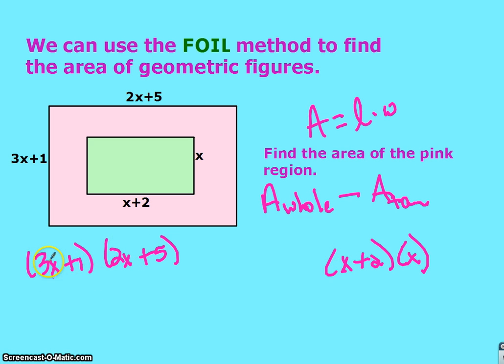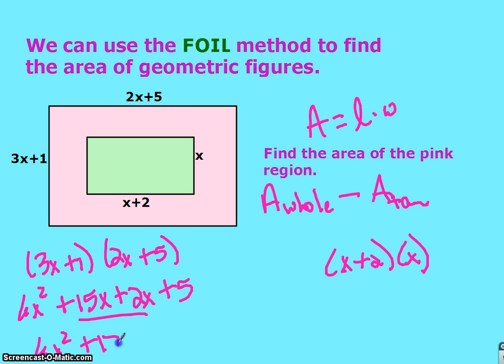So over here on the large part, 3x times 2x is 6x squared. 3x times 5 is plus 15x. 1 times 2x is plus 2x, and 1 times 5 is plus 5. Combine these and you get 6x squared plus 17x plus 5. Over here, this is what we did in the last lesson, and they're tricking you because I put the x at the back. You're going to do a backwards distribution, and you get x squared plus 2x.